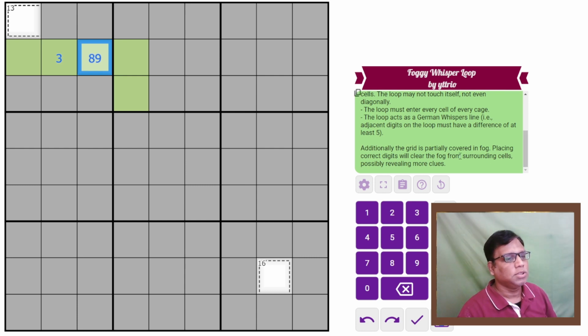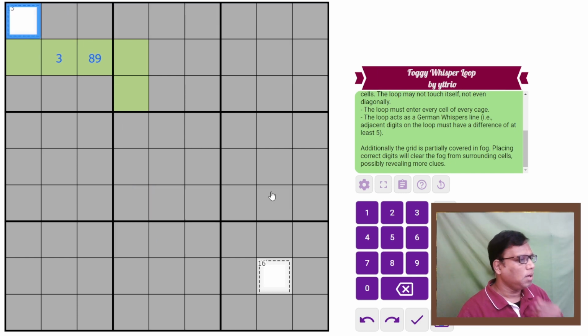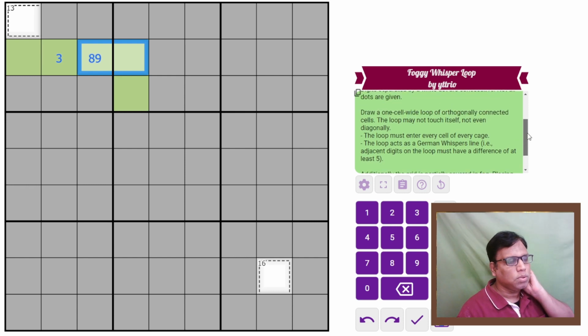Additionally, the grid is partially covered in fog. Placing a correct digit will clear the fog from surrounding cells, possibly revealing more. We see that this cell is covered in gray, and the moment you put the right digit in any cell, the surrounding fog will be revealed, and you can see more digits. So I think those are the rules.